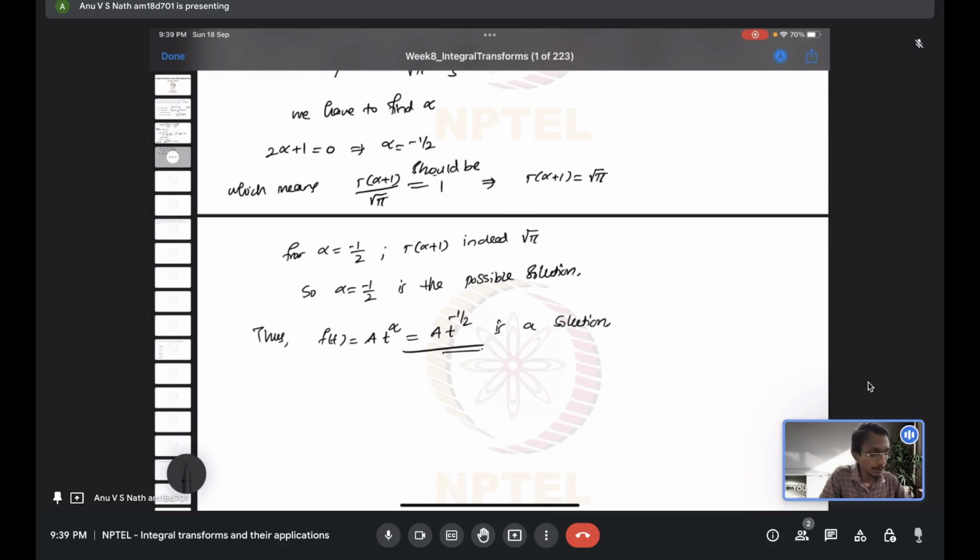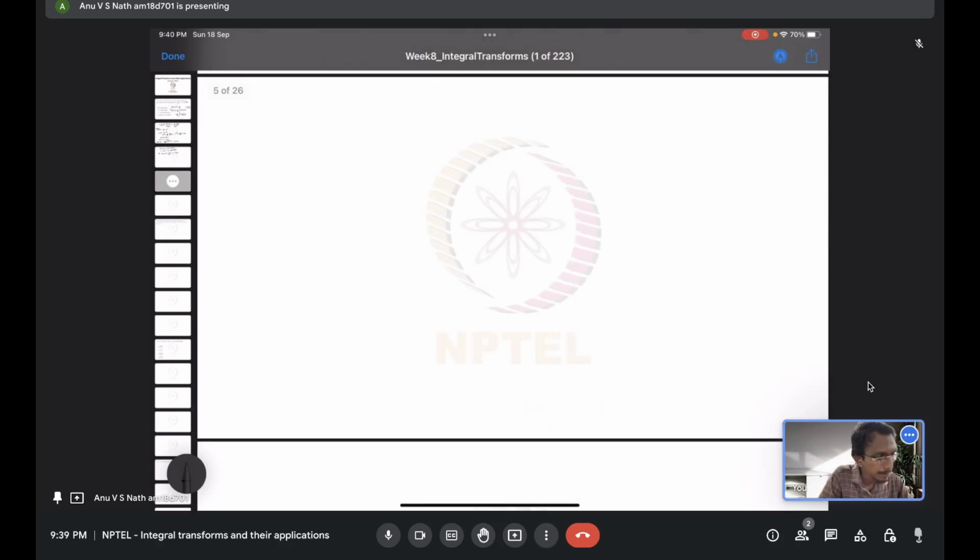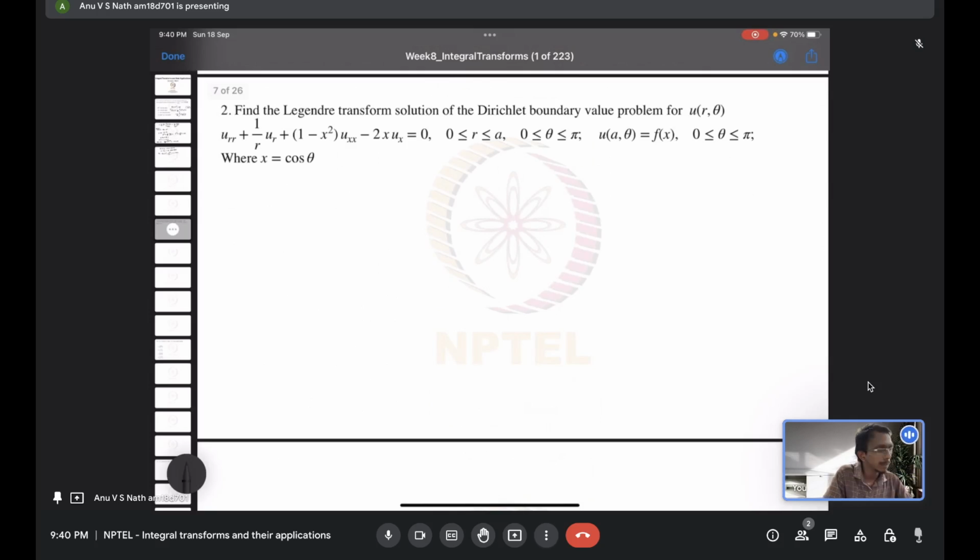Okay, if no questions, we will move to the next question. So this is based on Legendre transforms. Find the Legendre transform solution of the Dirichlet boundary value problem for the function u of r comma theta, where u r r, which means the second derivative of u with respect to r, plus 1 over r u r, the first derivative with respect to r, plus 1 minus x square u xx minus 2x u x is equal to 0.